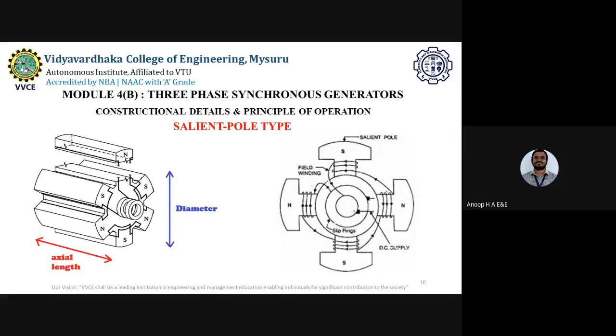Okay, so now what you see here is the axial length of the motor, and this is said to be the overall diameter of the machine, including the north pole. If it is brought down, you'll have more or less the north and the south pole, and this is the entire rotor arrangement that we have for the salient pole type. So this is what we call the rotor arrangement.